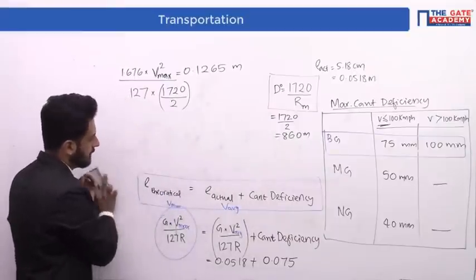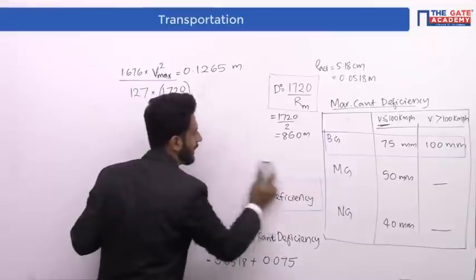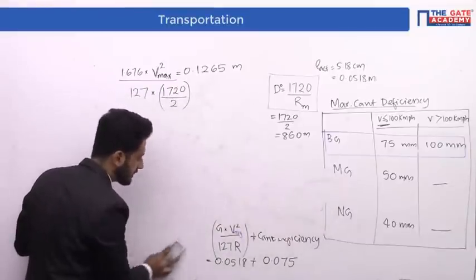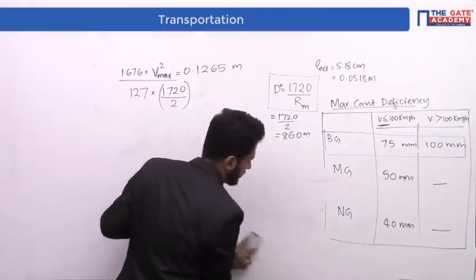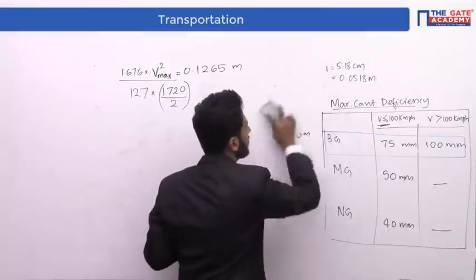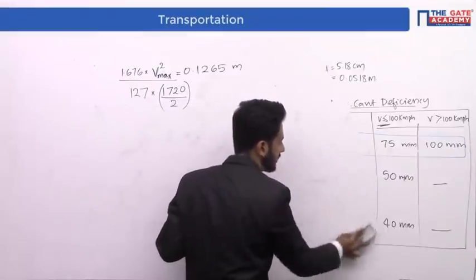So this is the first one. Theoretical value of super elevation is actual super elevation plus current deficiency. So what is the difference between theoretical super elevation and actual super elevation?